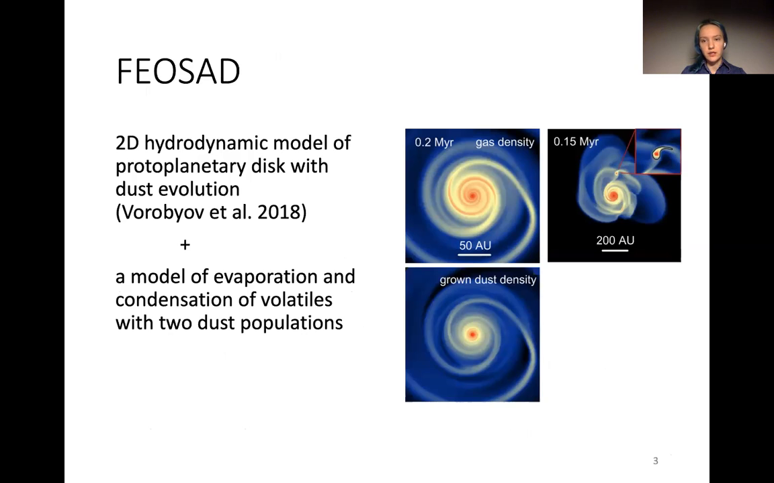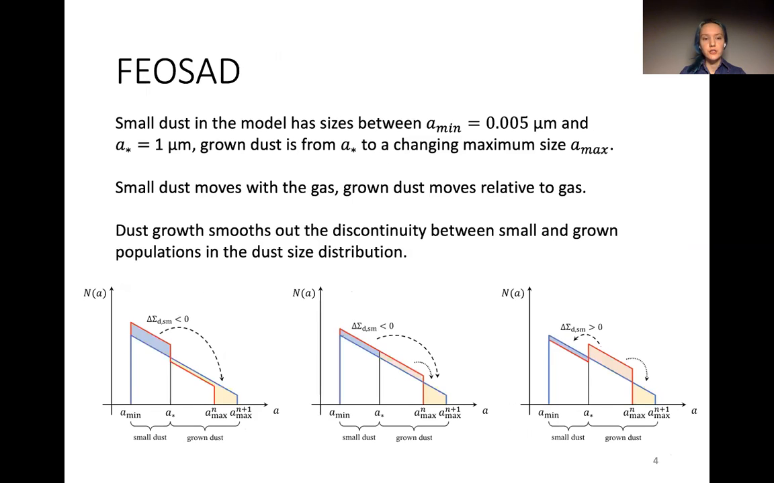So we take this model and include the evolution of volatiles. There are two populations of dust in this model: small submicron dust that moves along with the gas, and larger dust grains, which we call grown dust, that have a variable upper size and move relative to gas. The dust growth model is such that the slope of the dust size distribution remains the same and the discontinuity between the two dust populations smooths out after the step of dust growth.